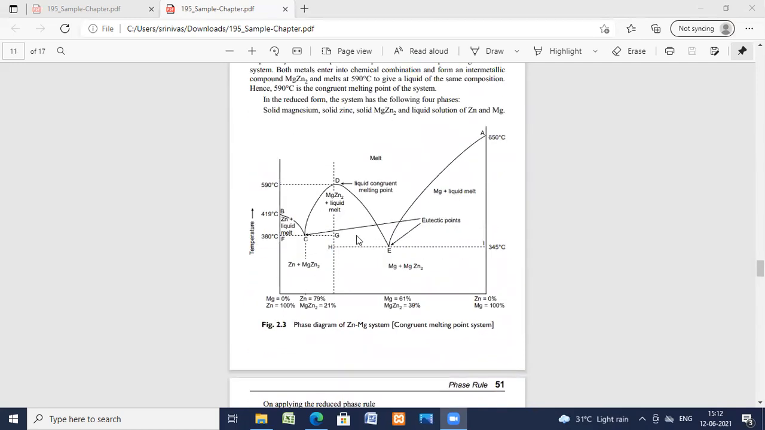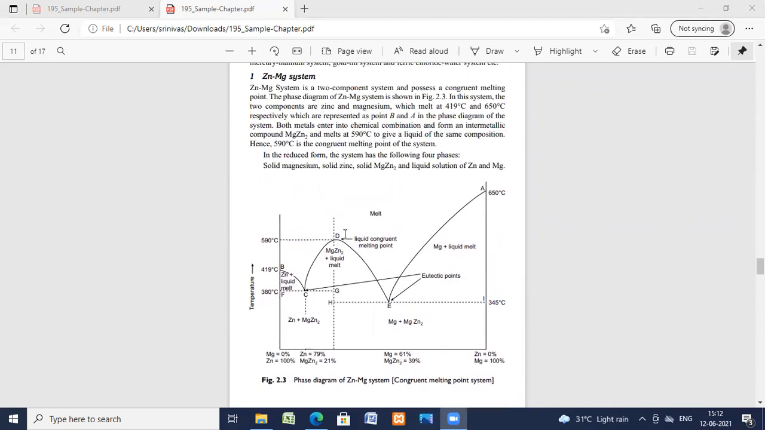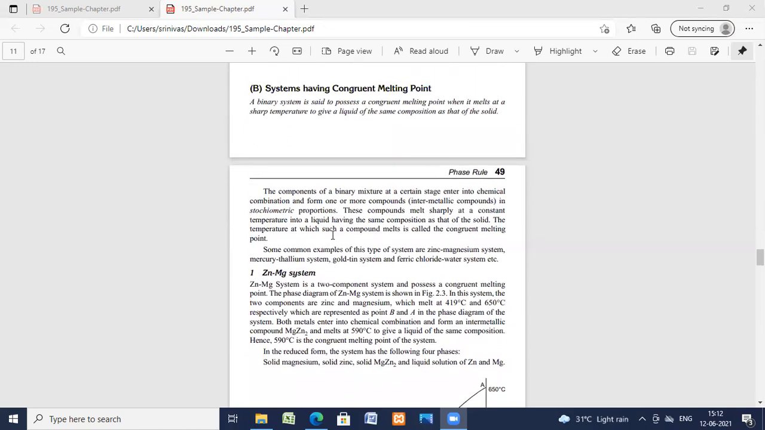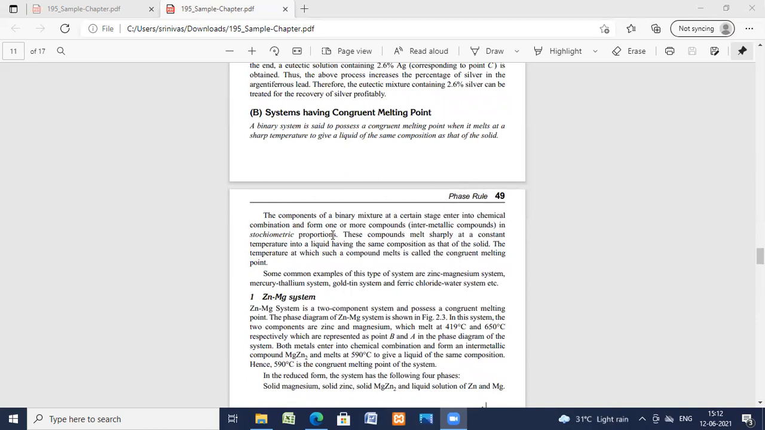So this is the way we can discuss the compounds. Applying our phase rule, we are able to discuss a binary system, how it possesses the congruent melting point, and we are studying the behavior of the heterogeneous system. We are able to study heterogeneous equilibrium systems using the phase rule. So in today's class, I hope you have understood about the congruent melting point systems.